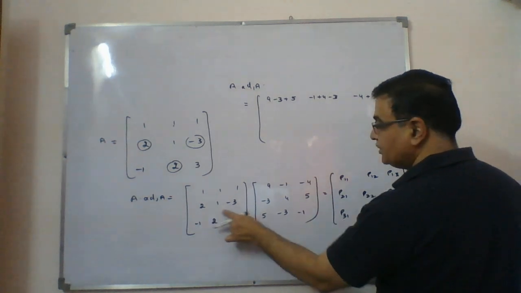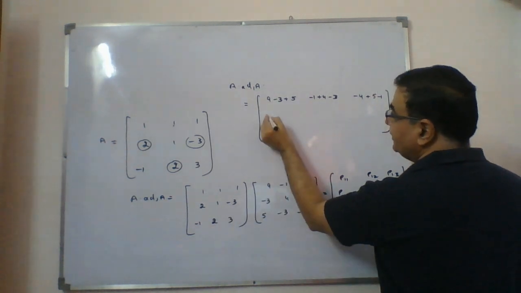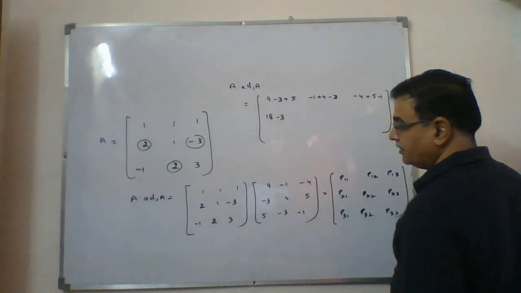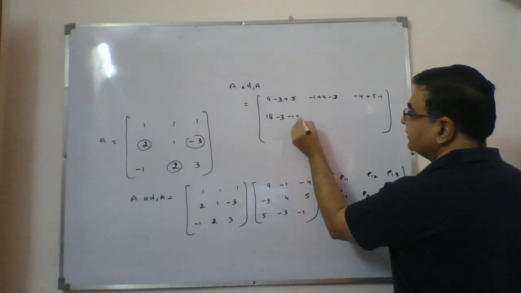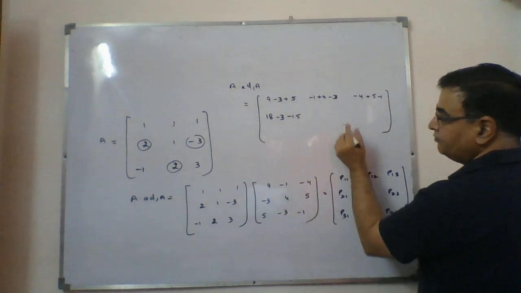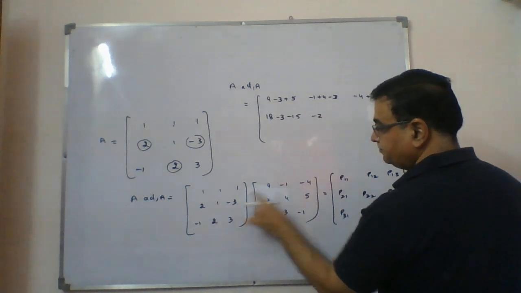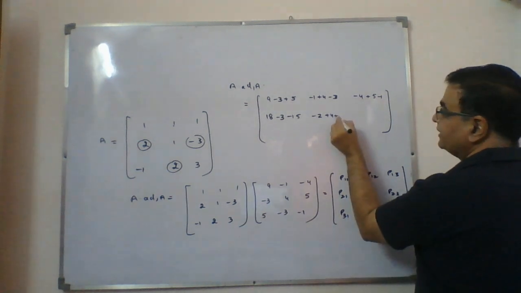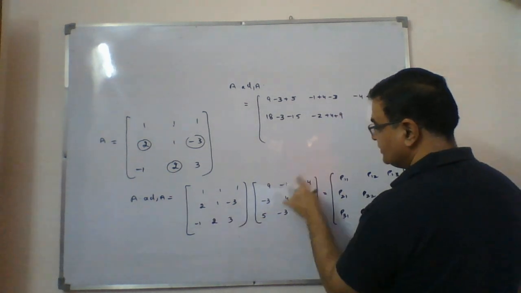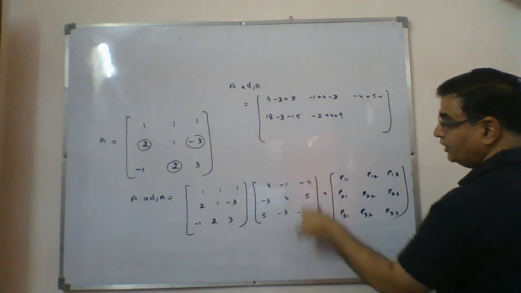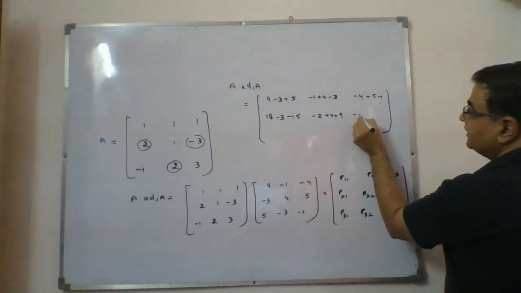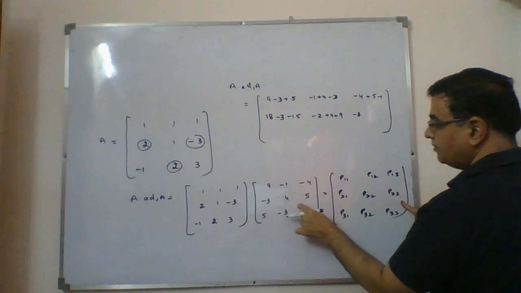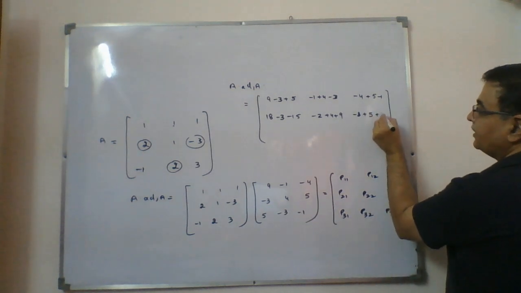Then P21, second row, first column, it will be 18, then minus 3, and then minus 15. Then second row, second column, it will be minus 2, then plus 4, and then plus 9. Then second row, third column, what will come? Minus 8, plus 5, plus 3.